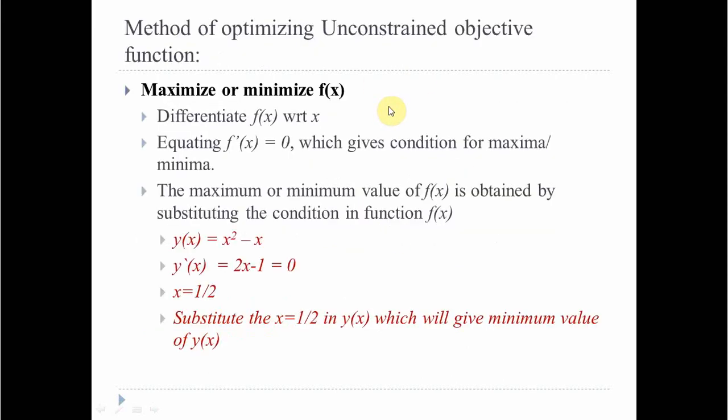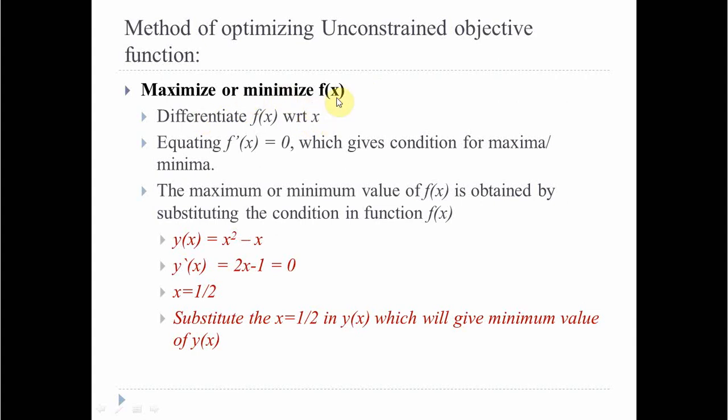Coming to next, before discussing optimizing a constrained objective function, we will just look into how we optimize an unconstrained objective function. This is nothing but we have a function f of x. We have to either maximize or minimize this function f of x. Now the procedure to maximize or minimize the f of x function is all known to us. We have studied this already in mathematics.